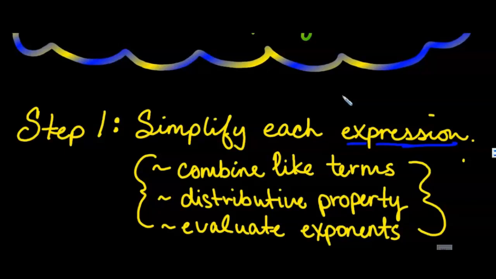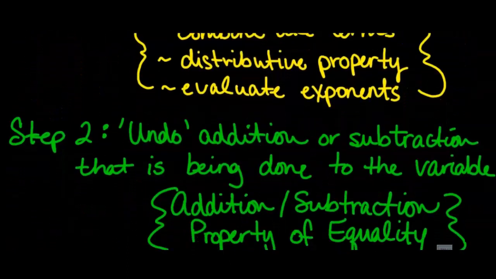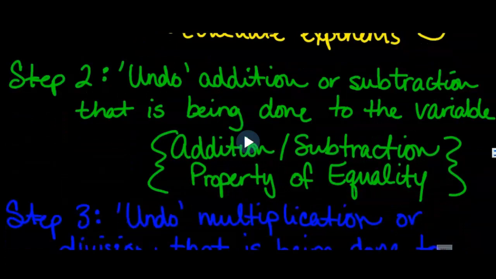Okay? So, to simplify these expressions, the one on the left and the one on the right, we're going to need to do one or more of the following. Maybe we'll have to combine like terms, use the distributive property, evaluate exponents, or even evaluate radicals or any other operations we can come across. After we have simplified the expressions on each side of the equal sign, we can move on to step 2, which is undoing the addition or subtraction that's being done to the variable.